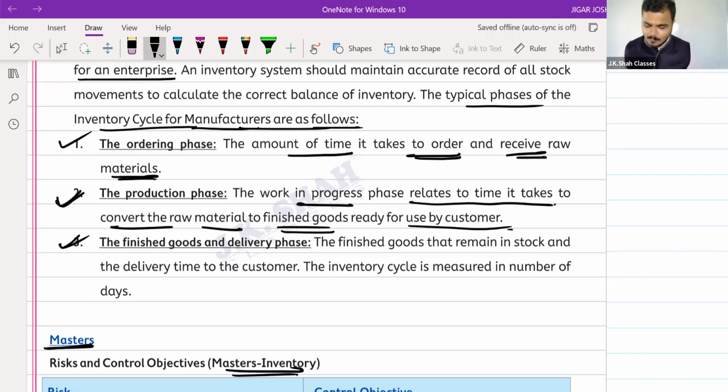Yes, sir. Please respond. Only one small thing Professor Jigar Joshi is expecting from you: be energetic and keep on responding.